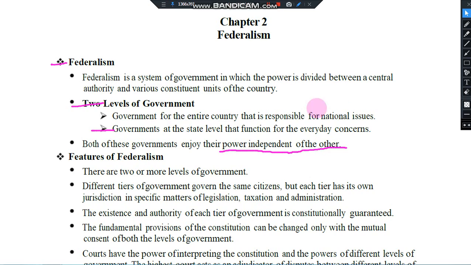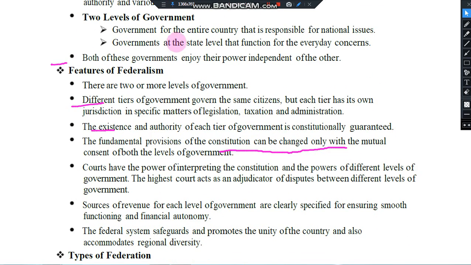Now, features of federalism. This is the third point, and the most important thing, we have a special question here in examination. What is federalism and what are its features? Sometimes it comes for 1 mark, 3 marks and 5 marks. It depends.